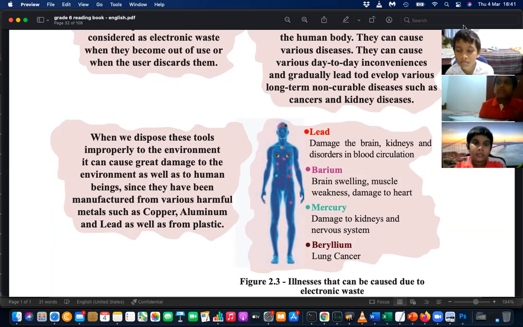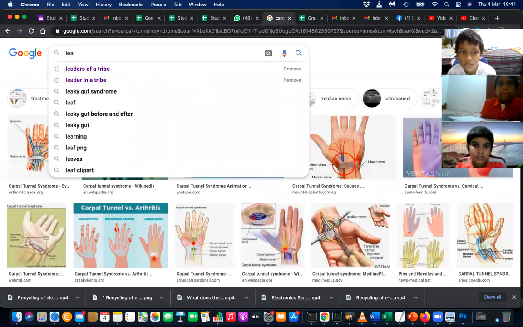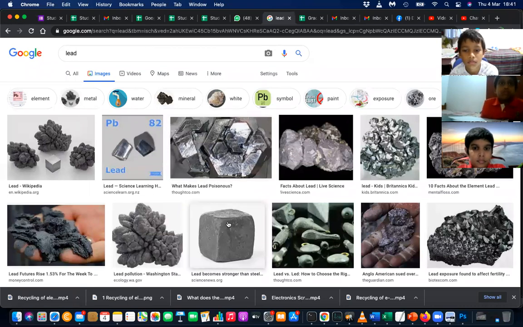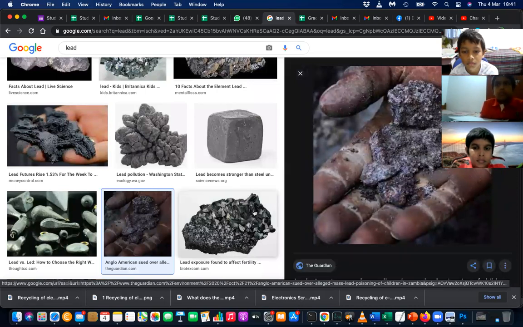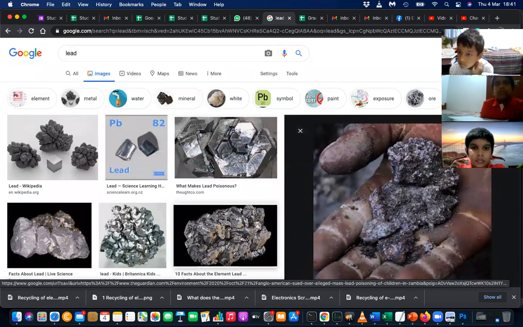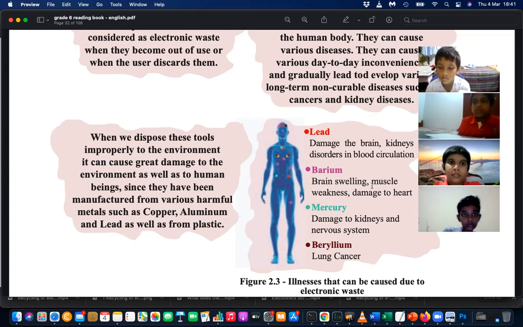Lead. Here, this is lead. Lead means basically this one. You can see it's damaging, right? It's not really good for our health. It can damage our health. Barium also, that kind of metal, can damage our heart and muscles.